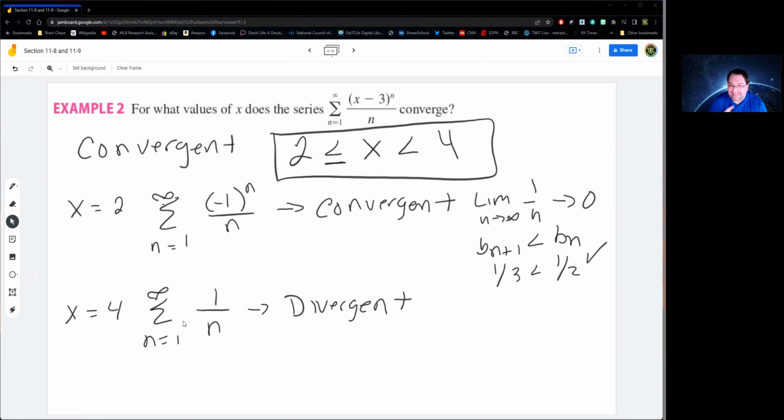Correct. But the one below is not an alternating series. Okay, so I can't do the alternating series test on the second one. I see.